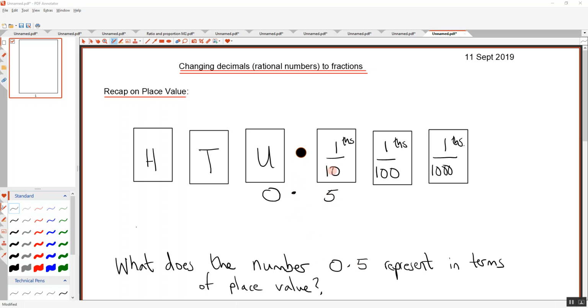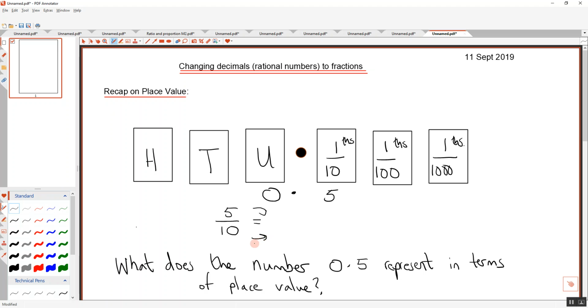We've got 5 in the tenths. So how many tenths do I have here? 5 tenths. If I put a fraction, 5 over 10, what can I do to this? You should all be looking at this thinking I can do something to it. Yep, Kai? You can divide by 5. What's that called when I do that?